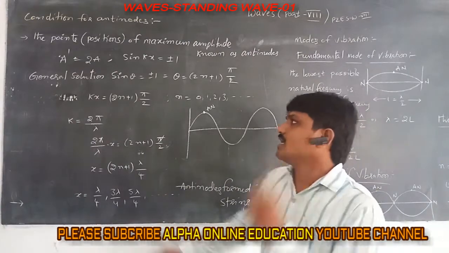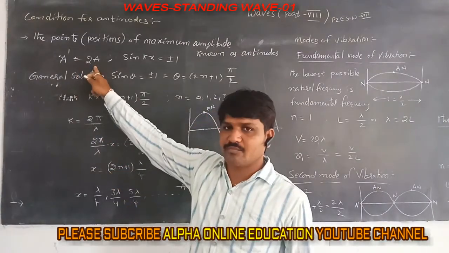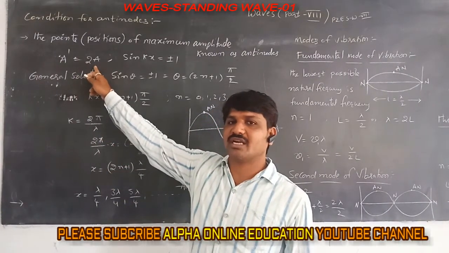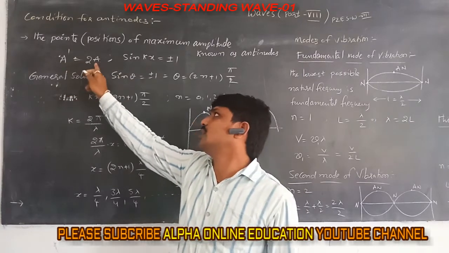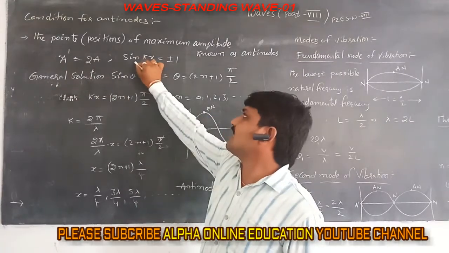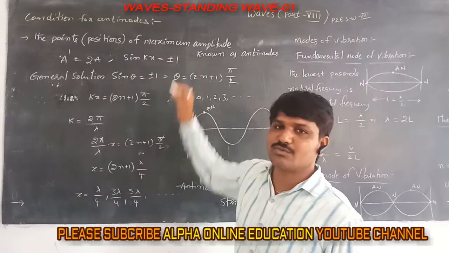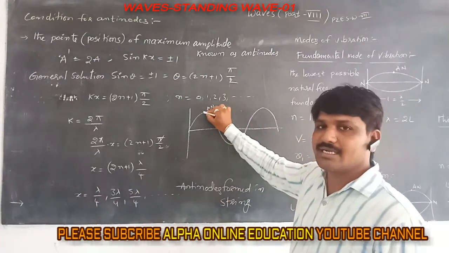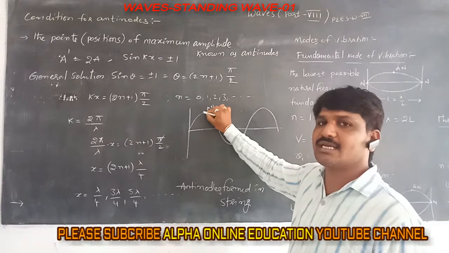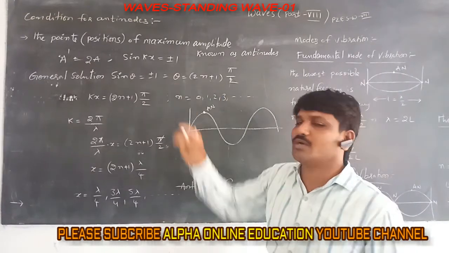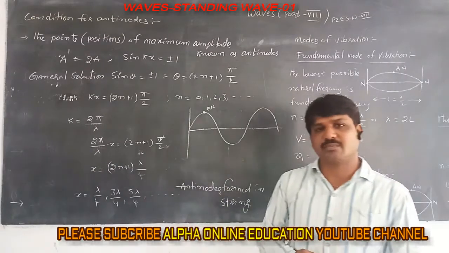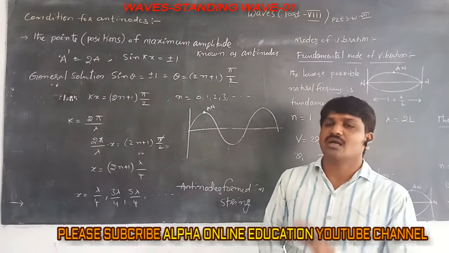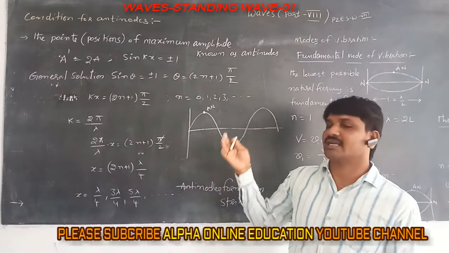So that's why A bar is equal to 2A. From the formula 2A sin kx cos omega t, we can get the amplitude 2A. So sin kx is equal to plus or minus 1, where the maximum is at 90 degrees. So 90 degrees means plus or minus 1: in the positive x direction we get plus 1, and in the negative x direction we get minus 1.